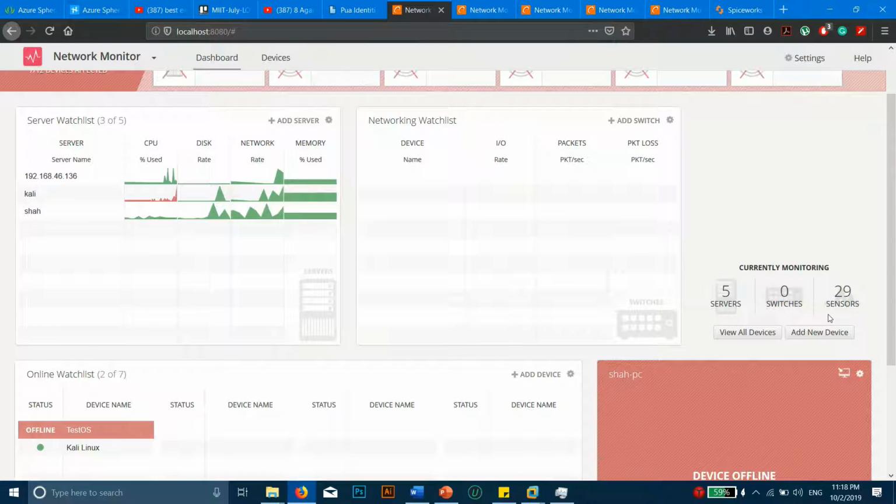Okay, and you can see right now I have three monitored devices in here. Kali used 9% of CPU, 0% in the Ubuntu, and then in the Linux Mint, we have 9% of CPU usage. You can see the CPU usage, disk usage, network usage, and memory usage. And if you delve right into one of the monitored devices, you can see in depth what is happening in the network device itself.